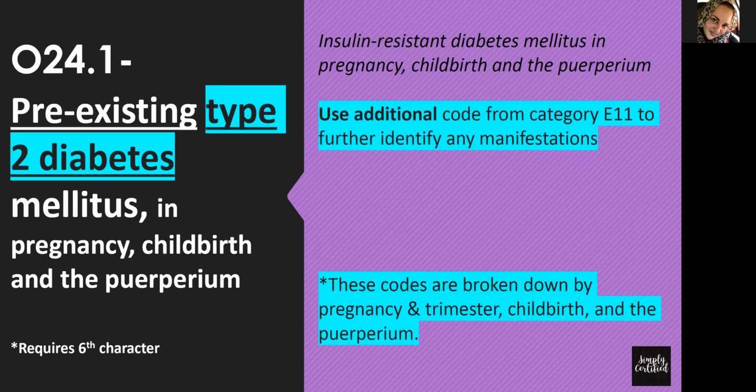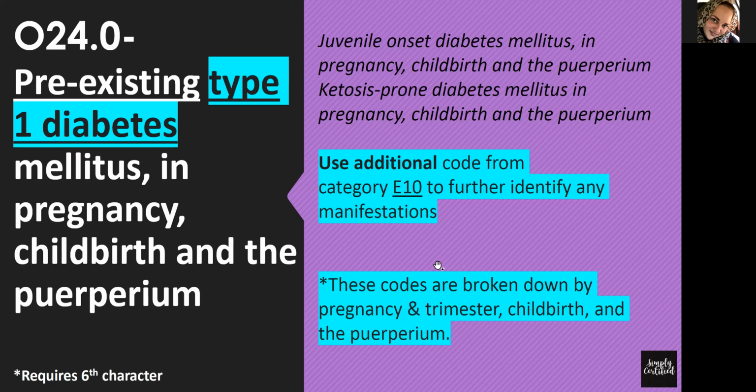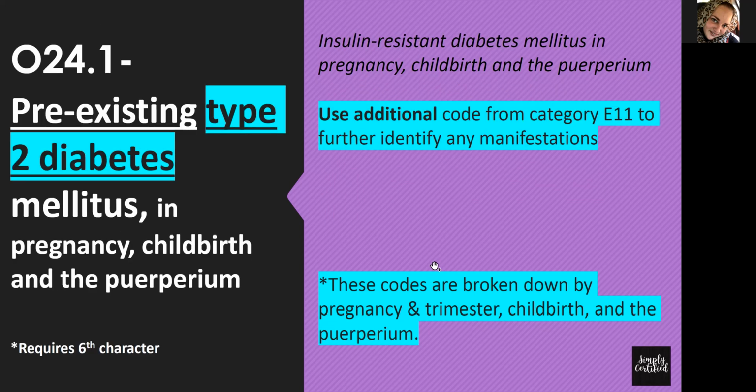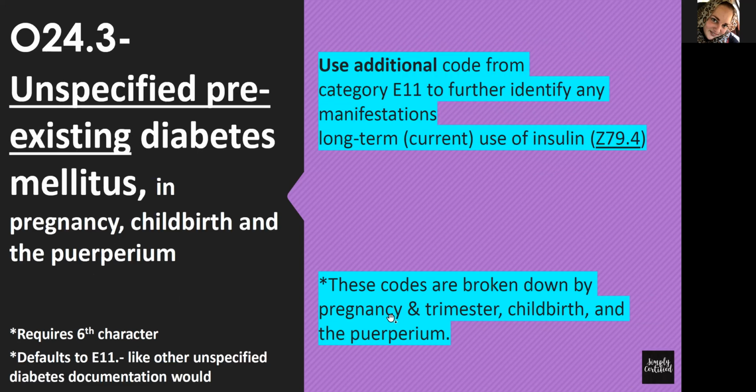You notice this slide doesn't look any different from the type 1 slide. See? Well, it does a little bit, but I didn't really say anything different. So this is pre-existing type 2 diabetes. So again, it's telling us, don't forget to code your E11 because they have type 2 diabetes and how the codes are broken down.